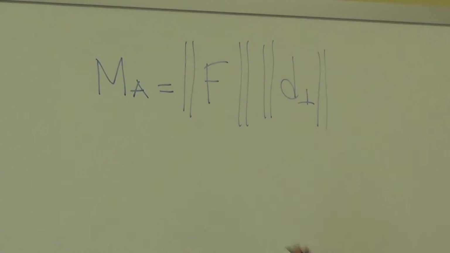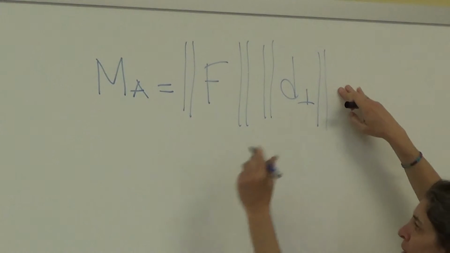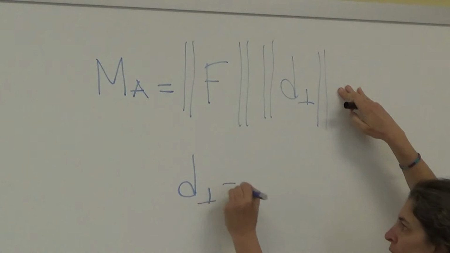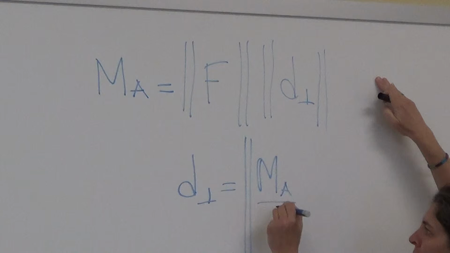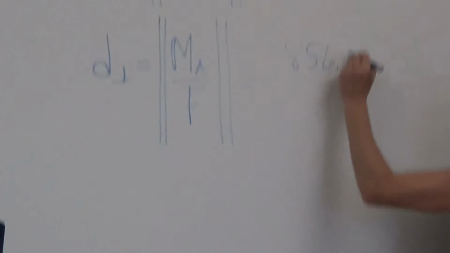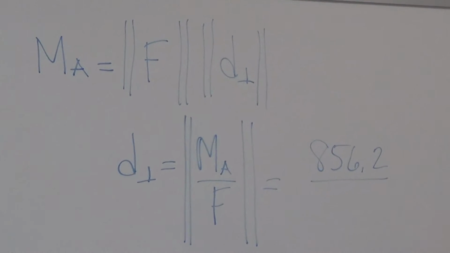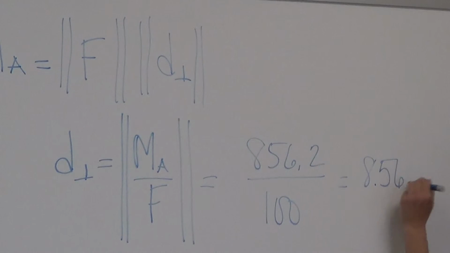Correct. So if we know the moment is equal to the absolute value of the force times the absolute value of the perpendicular distance, we also know that the perpendicular distance is going to be equal to the absolute value of the moment divided by the force. And what was moment A? 856.2, and what was the force? 100 pounds, and it comes out to be what? 8.56 inches, right?